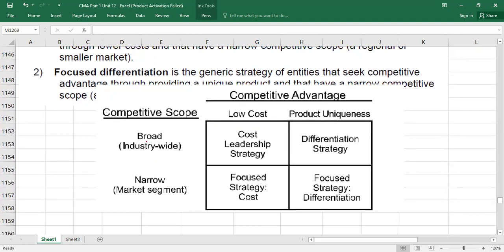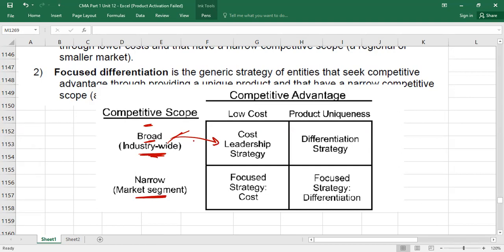Okay, as I told you, we have broad, meaning industry wide. We have two strategies. We have low cost. Okay, broad, this is competitive scope. Broad, we have industry wide, and we have market segment wise. So here it is called cost leadership strategy.